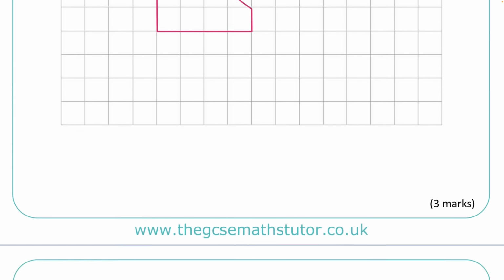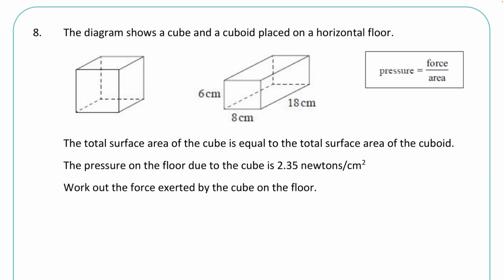Now we have some pressure, force and area. It says here the diagram shows a cube and a cuboid placed on a horizontal floor. The total surface area of the cube is equal to the total surface area of the cuboid. The pressure on the floor due to the cube is 2.35 newtons per centimetre squared. Work out the force exerted by the cube on the floor.